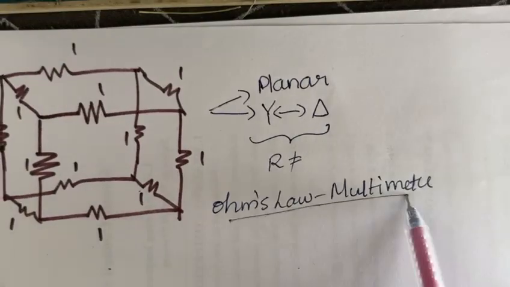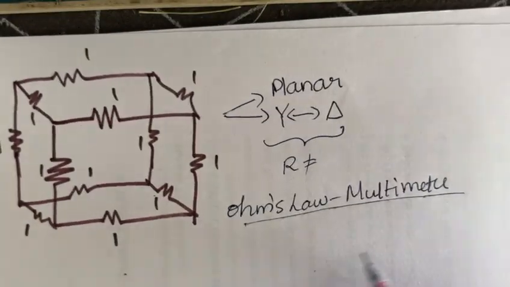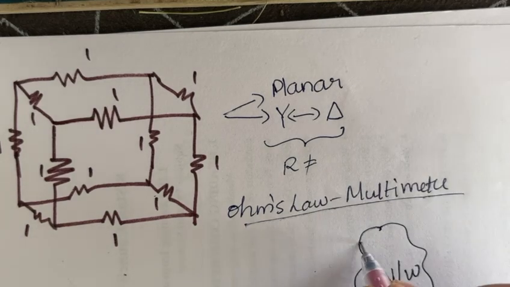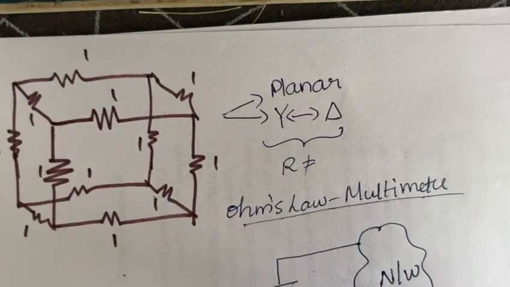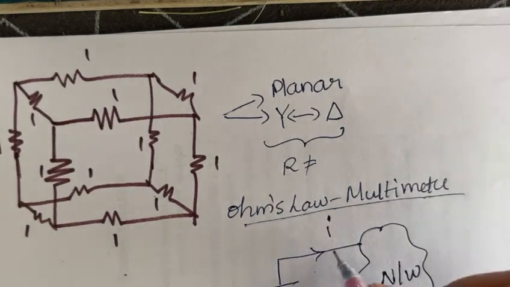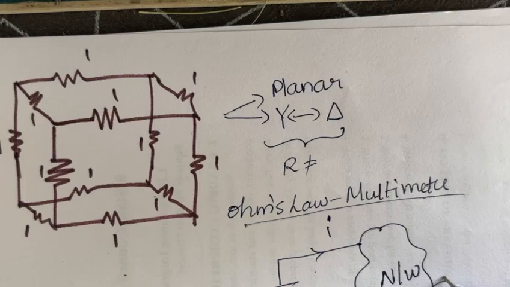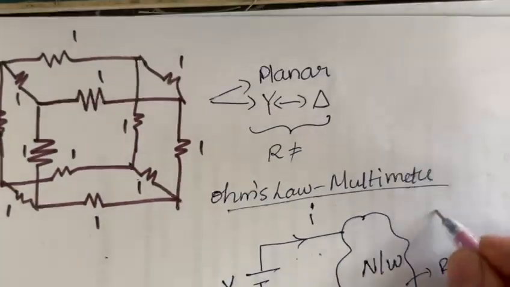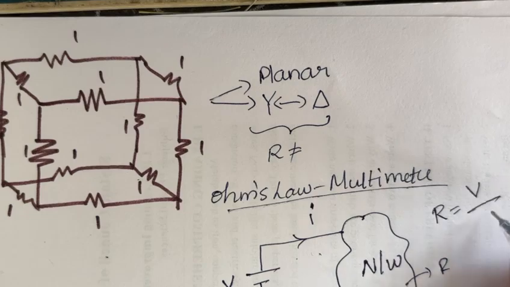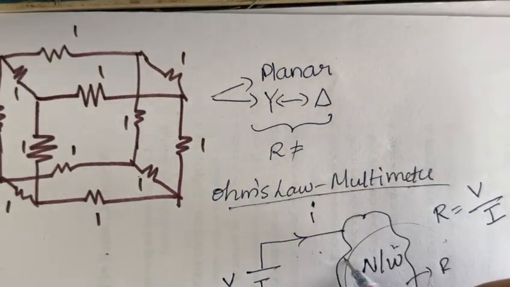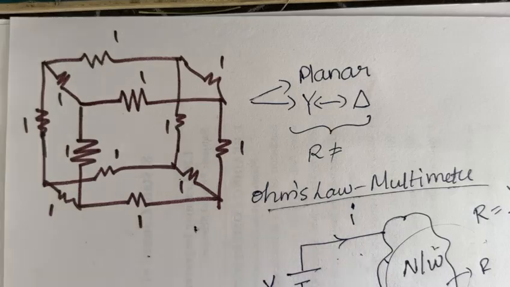What basically happens in this Ohm's law method is, suppose you have a network and you connect a voltage source to it, and we give it a current. Based on the resistance of this network, the current flows through it. Here R will become V by I. In such a way we can find the resistance of this network. This is what we are going to apply to this circuit.